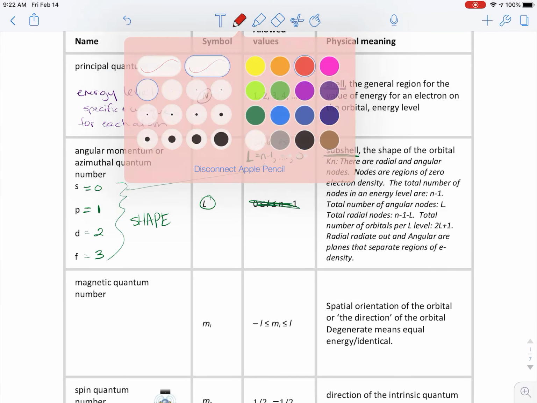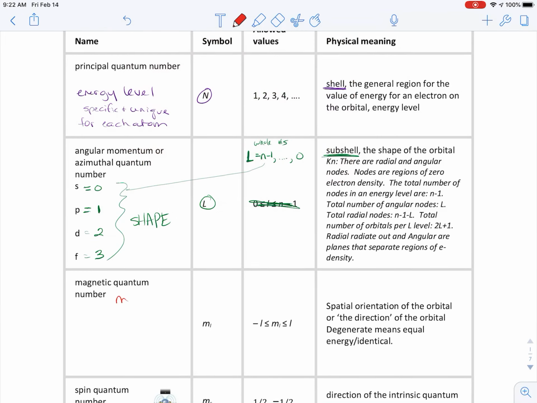Then we have our M sub L right here. And most people like to see these as the capital L's. This is also whole numbers. And M sub L is equal from your positive L all the way to your negative L. So what we do is we're going to be picking one, whichever one you're going to be talking about.